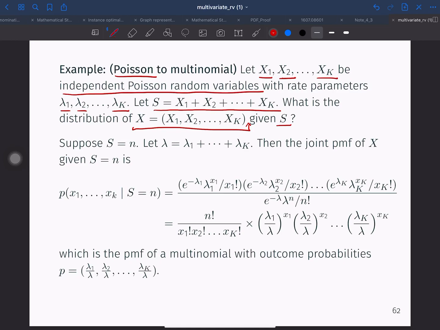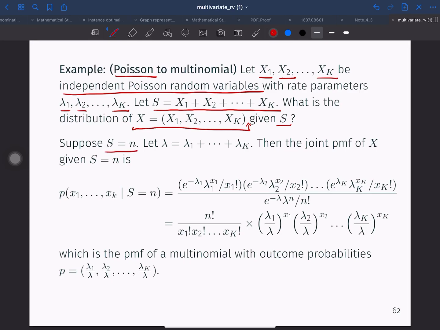You can think of, for example, x1 up to xK denoting the number of customers coming into, say, store 1, store 2, up to store capital K of, say, a certain franchise. Let's say Cookout. Now suppose you already know the total number of customers that come to all the stores in a single day. And so you want to say, given that, say, 1,000 customers come to all the stores, how many of them come to each individual store? And the answer turns out to be given by the multinomial distribution. And the proof is quite simple.